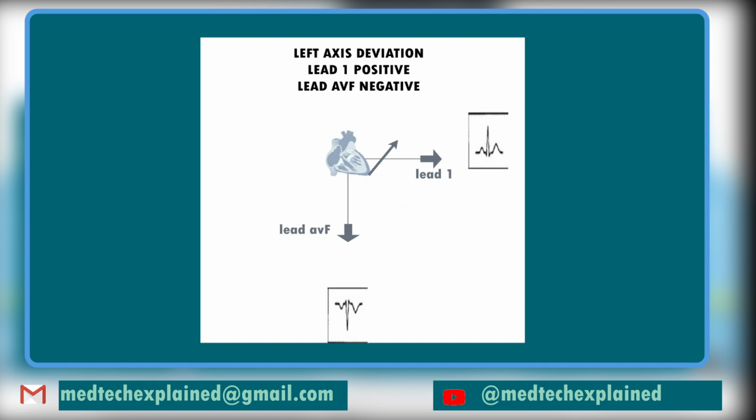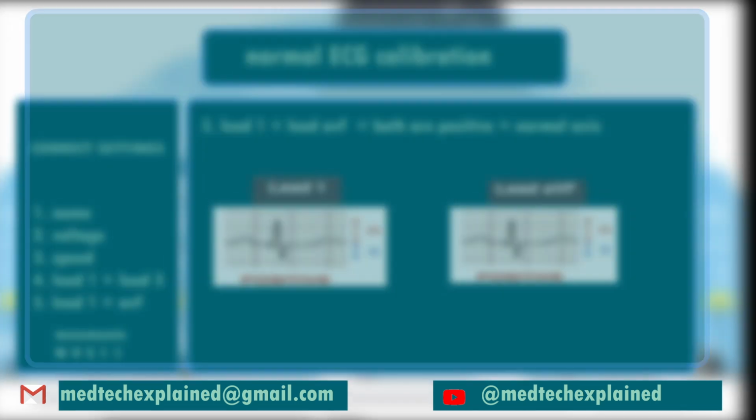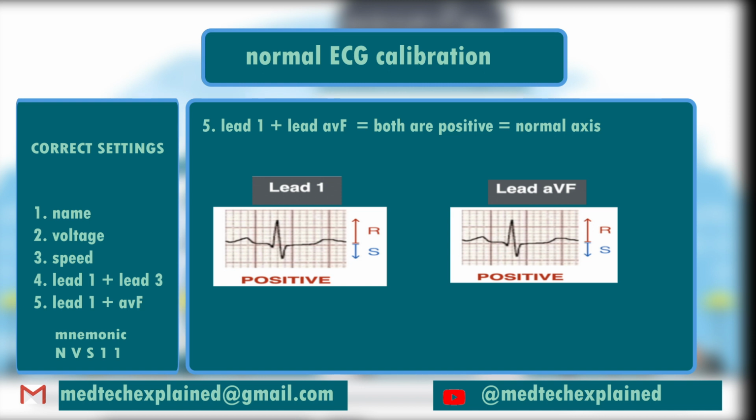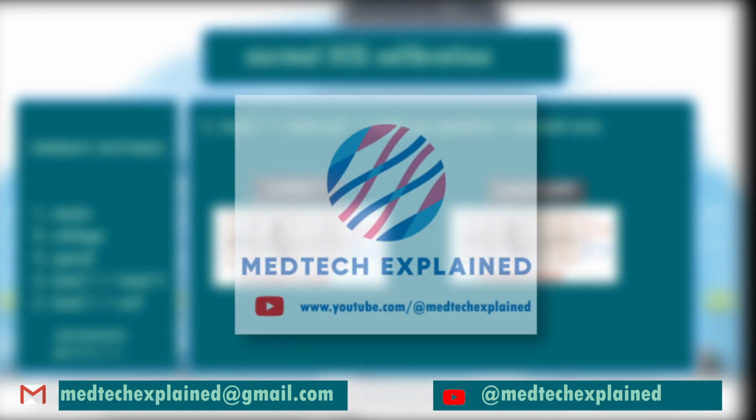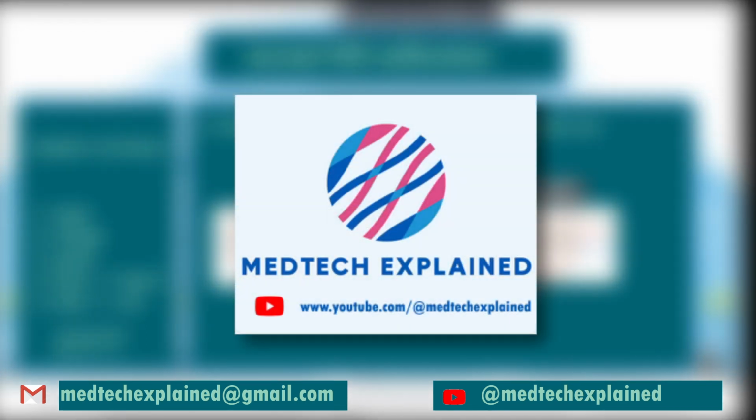So we have now finished the first 5 points. The first 3 points, N, V, and S, were to know that the ECG belongs to the right patient and that it has been calibrated correctly regarding voltage and speed. Then points 4 and 5, lead 1 and lead AVF, were to confirm correct lead placement and detect the heart's axis.